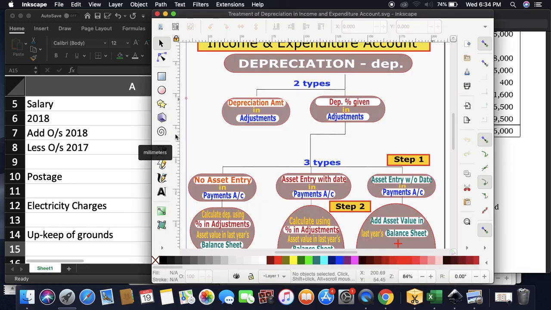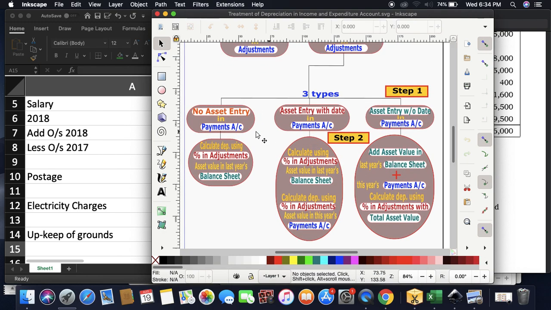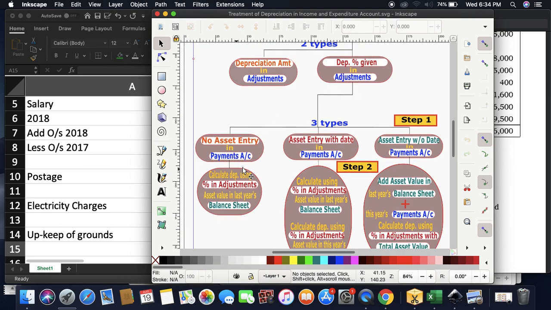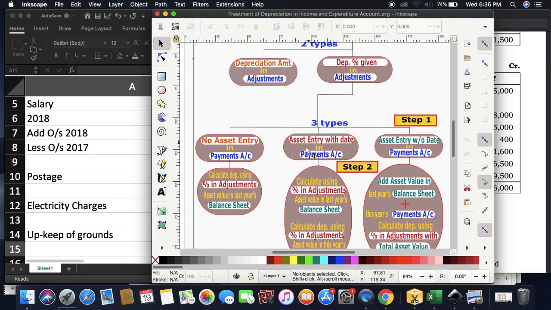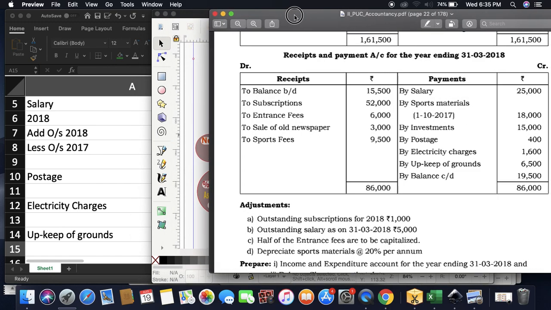Okay, so now let's see if there are any other types. Yes, there are three types. What are they? There is no asset entry in the payments account. Whichever asset you're trying to do depreciation for, is there any entry in payments? Now over here, yes, for sports material there is an entry, so that means it is this part. And does it have a date? Yes, it also has a date. So there are three categories.